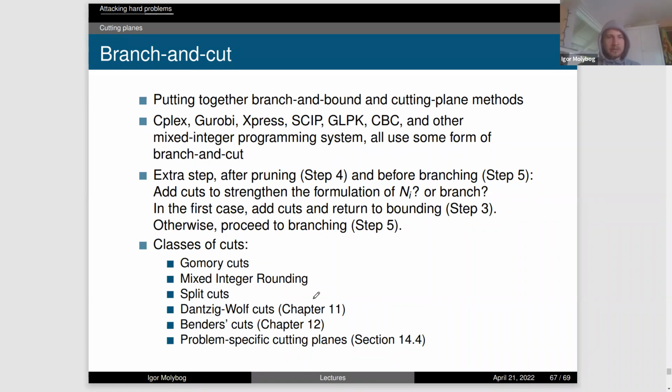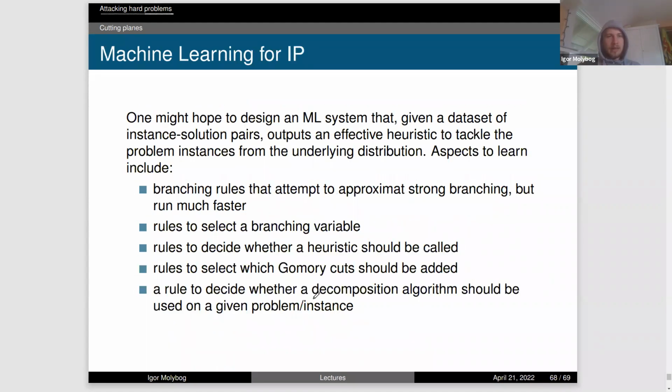So Gomory cuts were for just integer programming problems, and the others are for mixed integer programming problems. We have discussed the Balas cuts, and also there are problem specific cutting planes, such as the one that we discussed for the knapsack problem, right? And there are more of those in section 14.